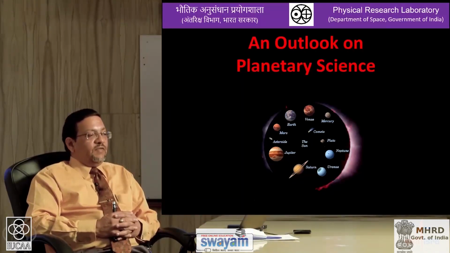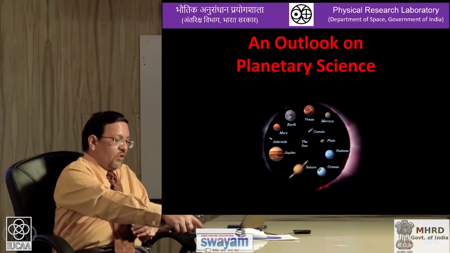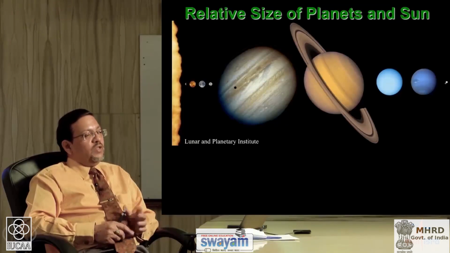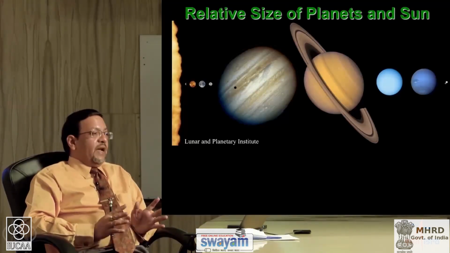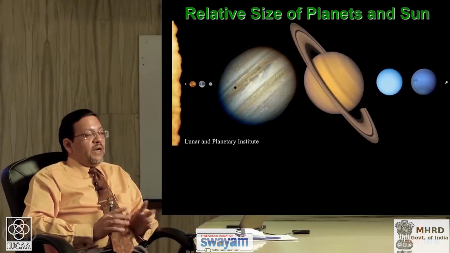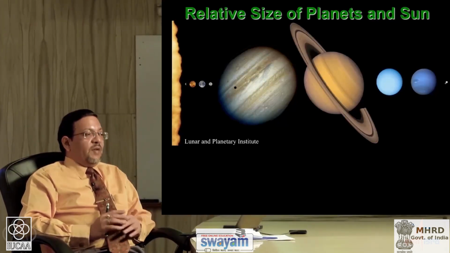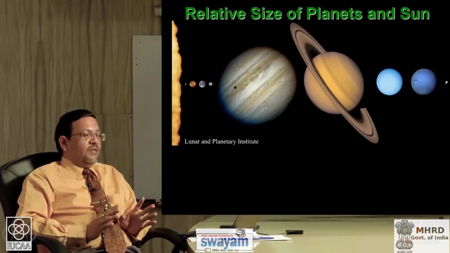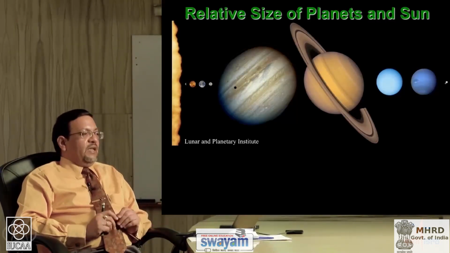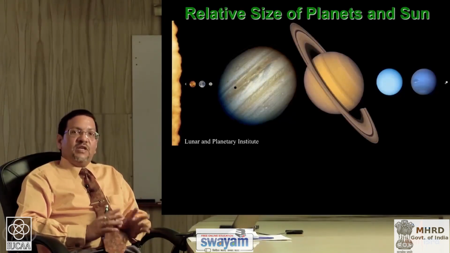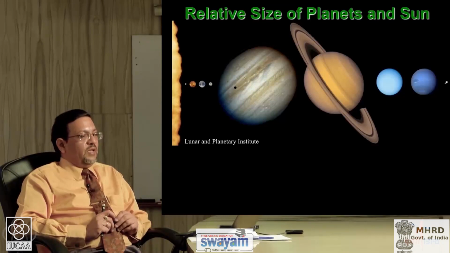You can see here different planetary bodies or planets in our solar system, and to give you a much better flavor about this, you can look at this slide which shows you the relative size of the planets and the sun. Looking at this, you can say that there are two classes of planets in the solar system: the inner planets, which consist of Mercury, Venus, Earth and Mars, and then there is the outer part of solar system which consists of big planets like Jupiter, Saturn, Uranus and Neptune.